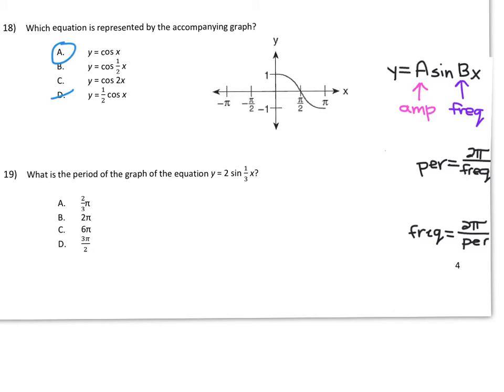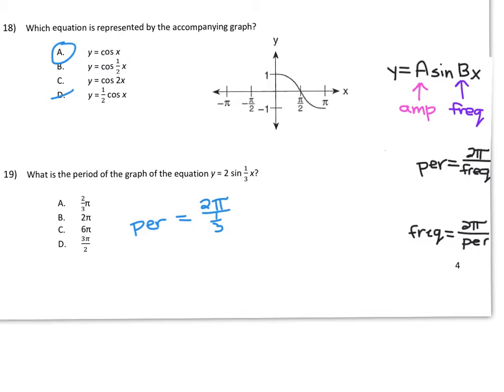Okay, and then number 19, what is the period of the graph? Okay, so they give us an equation. Now, I'm going to use this formula right here. So the period is equal to 2 pi over the frequency. So you could tell the frequency in an equation by whatever's in front of the x. So here the frequency is 1/3.